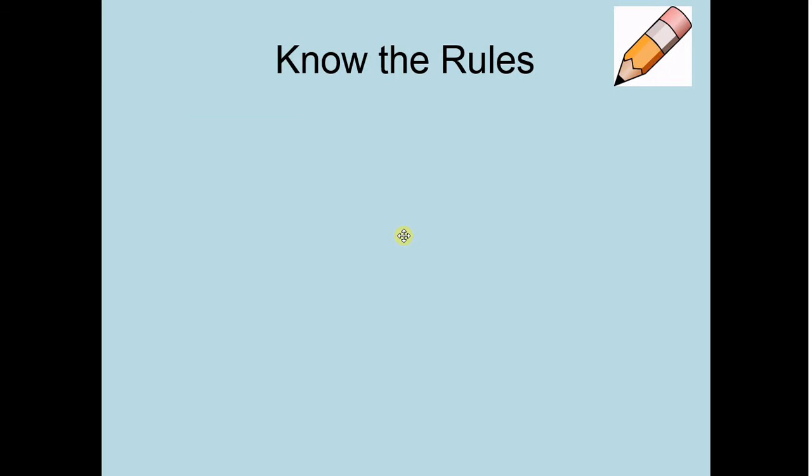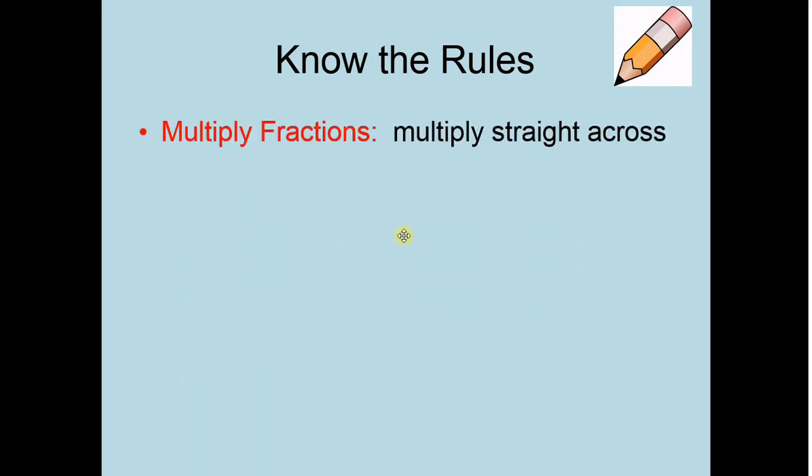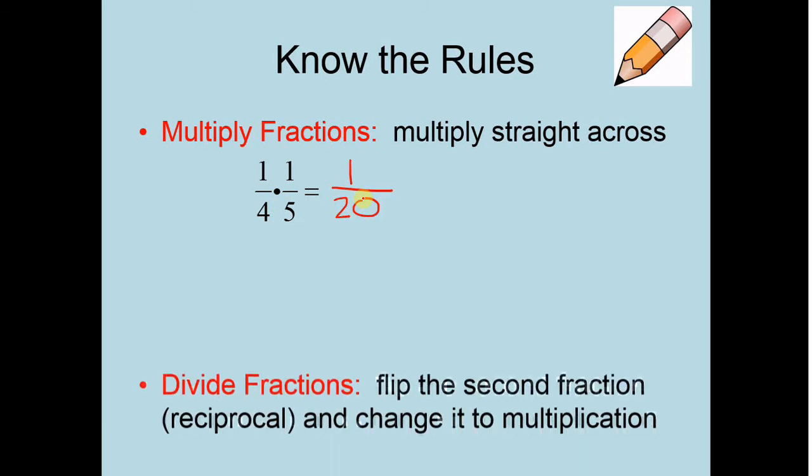Some rules you're going to want to remember. Multiplying fractions: remember, we just multiply straight across. So if we have 1/4 times 1/5, 1 times 1 gives us 1, and 4 times 5 gives us 20, right? So that's how we multiply fractions.